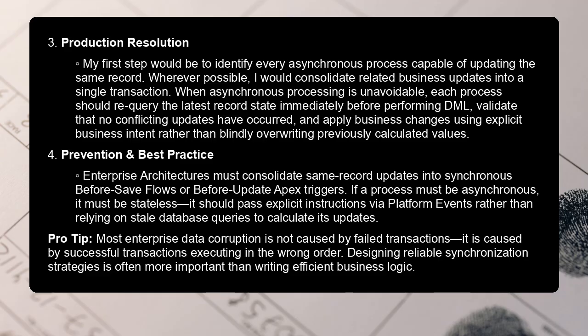Enterprise architectures must consolidate same-record updates into synchronous before-save flows or before-update Apex triggers. If a process must be asynchronous, it must be stateless. It should pass explicit instructions via platform events rather than relying on stale database queries to calculate its updates.